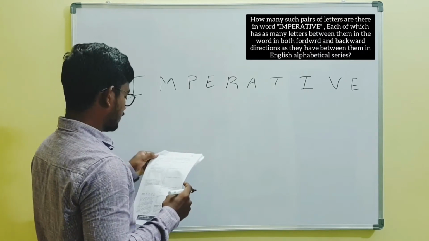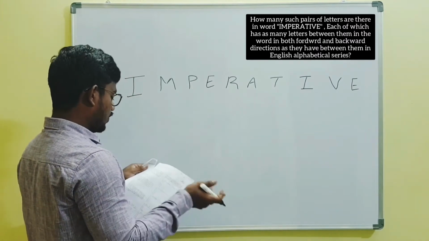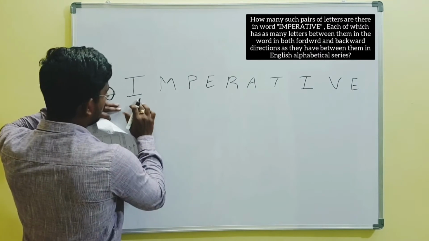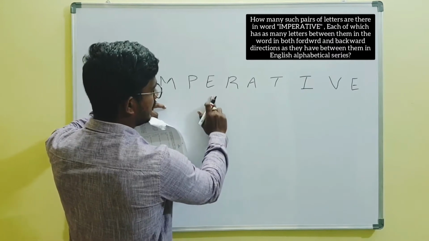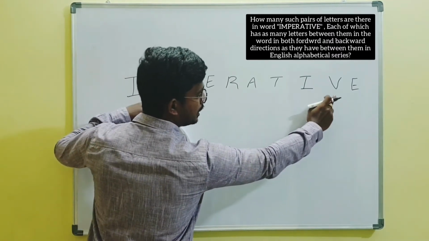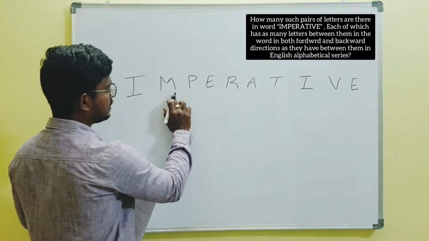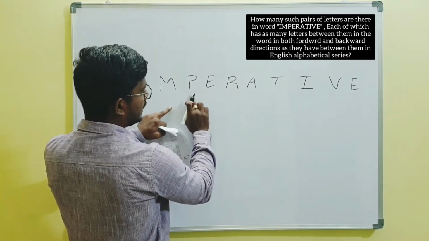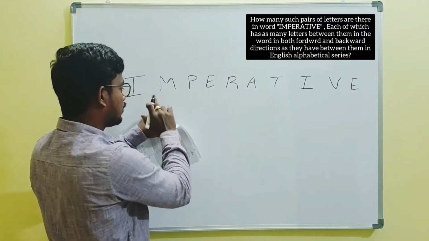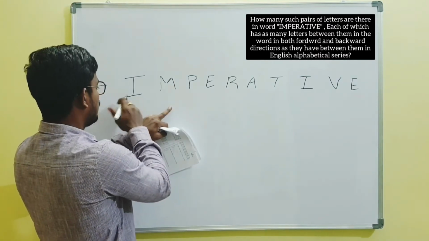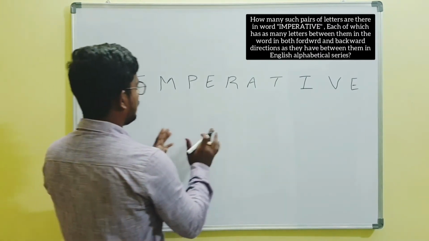Here it is asked how many such pairs of letters are there in both forward and backward direction. See, if we count the alphabets from I, after I we get J, K, L, M, N, O, P, Q, R. So no letter is matched. So coming to the next alphabet M, N, O, P, Q, R, S, T, U. In both forward and backward direction it is asked, so we have to take the opposite direction here. So M and N. As no letter is matched, we cannot take any pair.